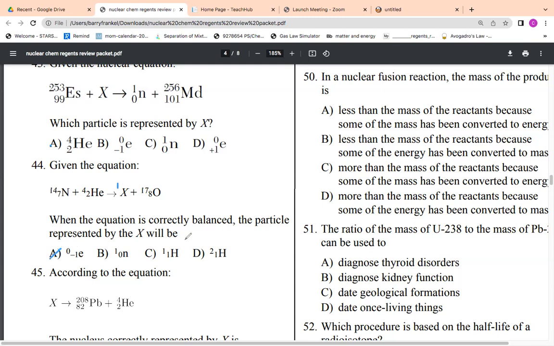Off the bat, I can eliminate A and D. The mass numbers don't match. And at the bottom, I can see that here on the reactant side, the atomic number is equal to 9. Over here, it's just 8. So this also needs a 1. So this is going to be hydrogen 1, or basically a proton. So choice C.